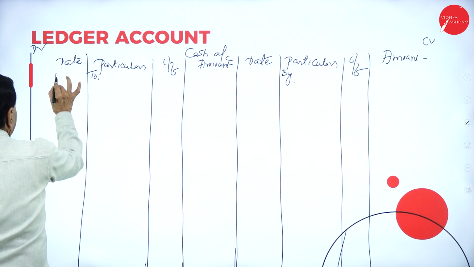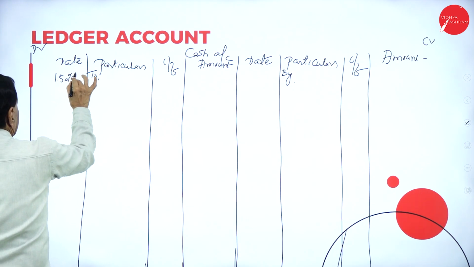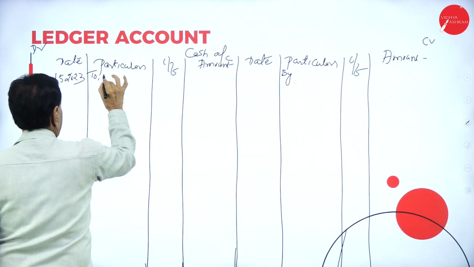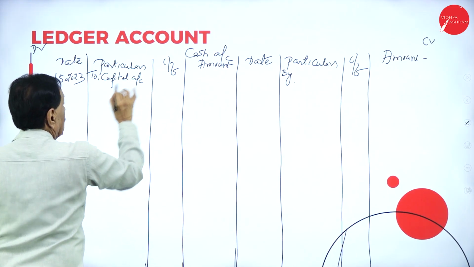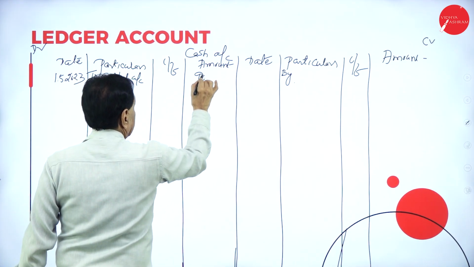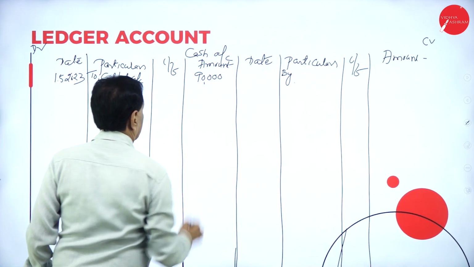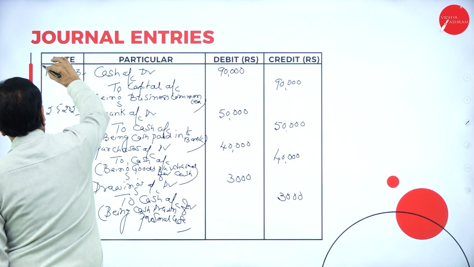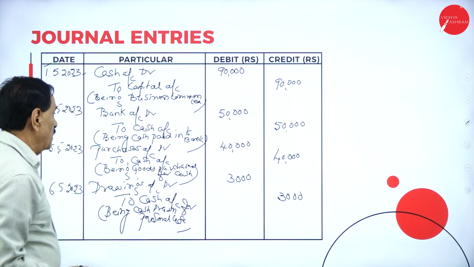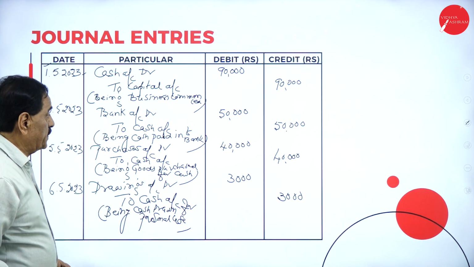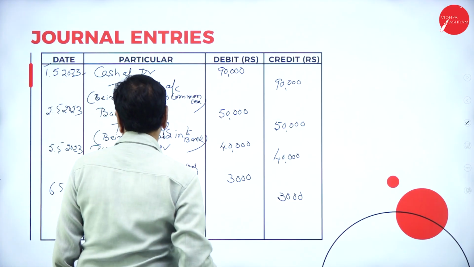15, to capital account, 90,000. So one entry is over. Then bank account debit to cash account. We are doing the cash. Where is the bank? Debit side. Now it will come into the credit side.